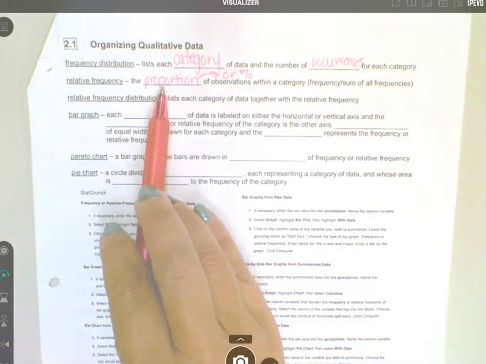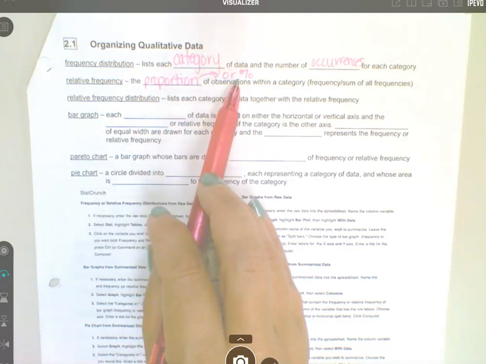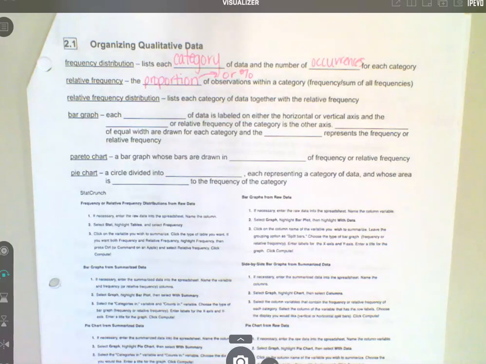So proportion we will typically describe with decimals, could be fractions as well. Sometimes they write the relative frequencies with percents. And if it doesn't specify, then you can choose. So a relative frequency distribution is the same as a frequency distribution, except instead of the counts, it's going to give us the proportions or percentages.